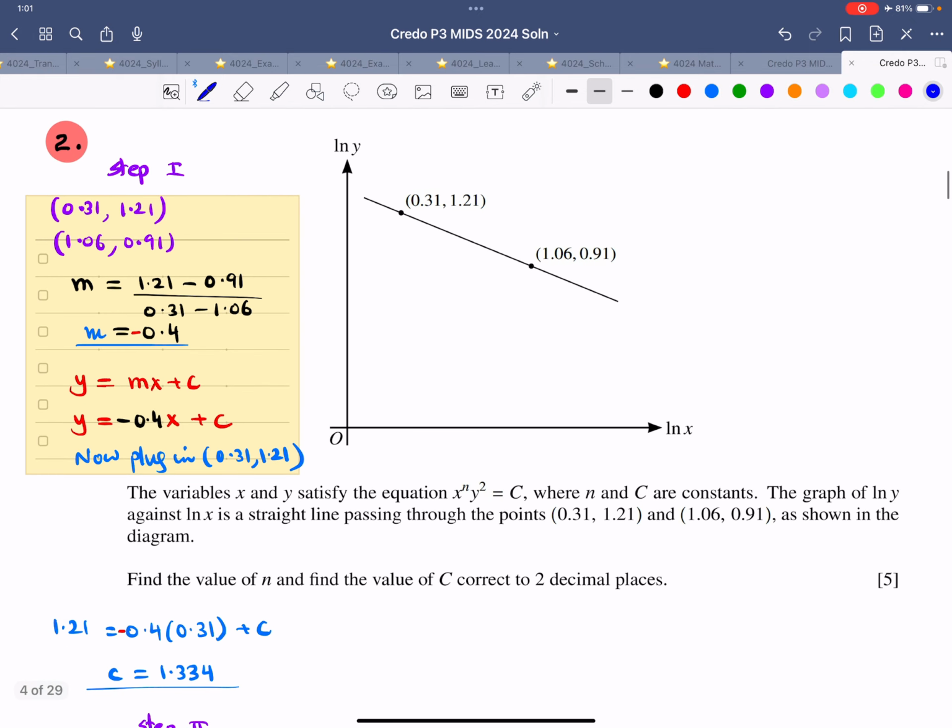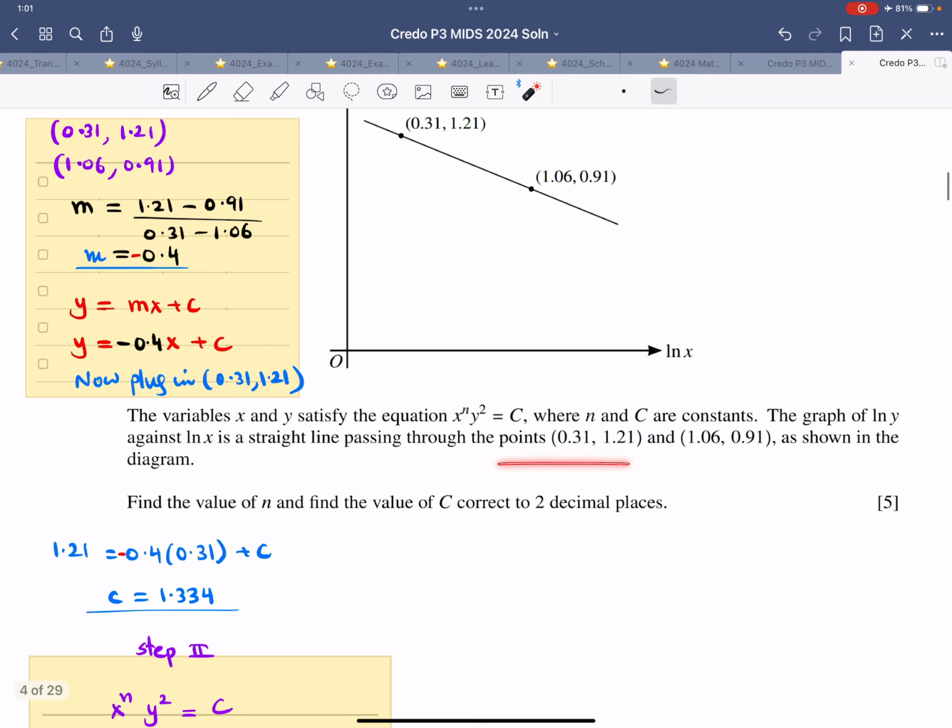That brings us to question number 2. As you can see, this is about linear law. A graph of ln y against ln x is drawn. It passes through these 2 points. That's what is written over here. This particular equation is given.